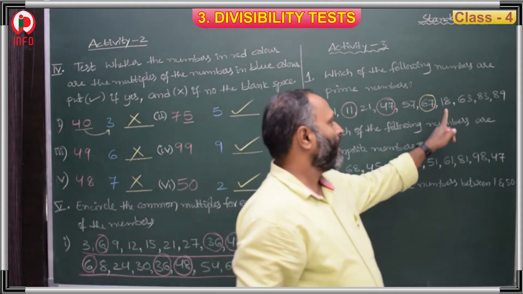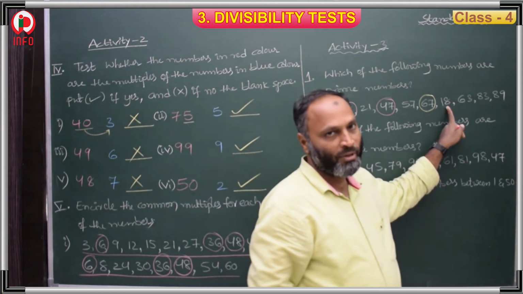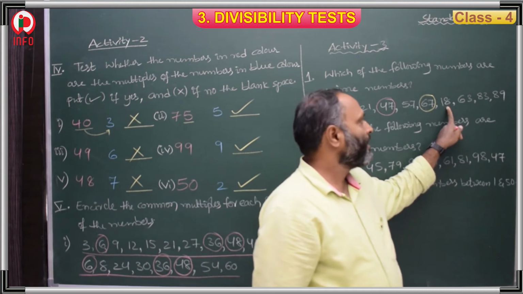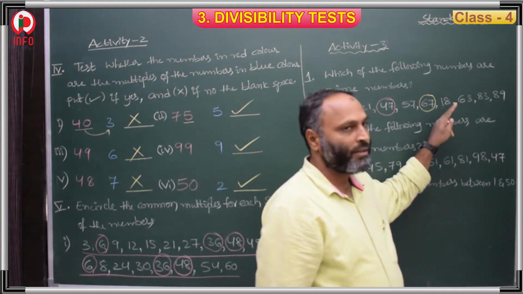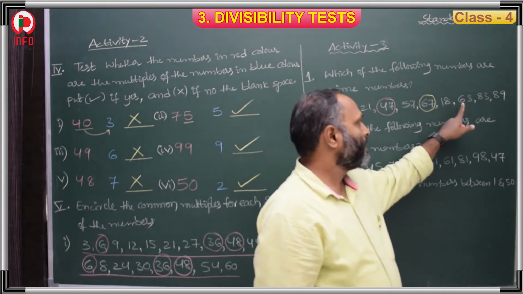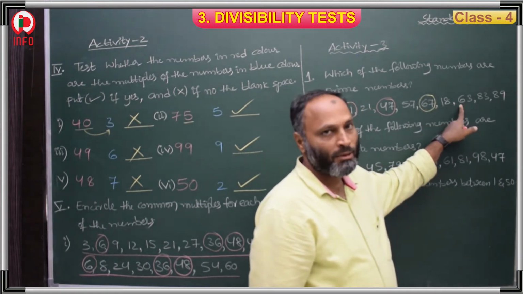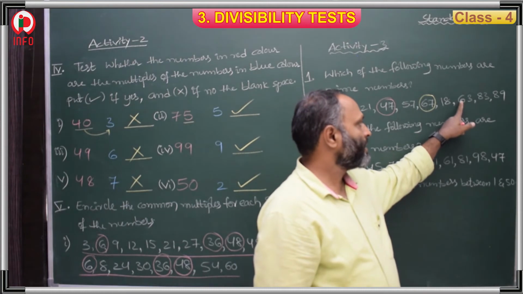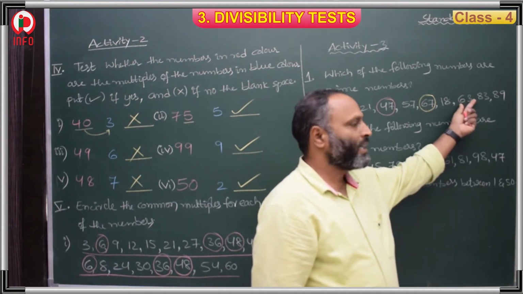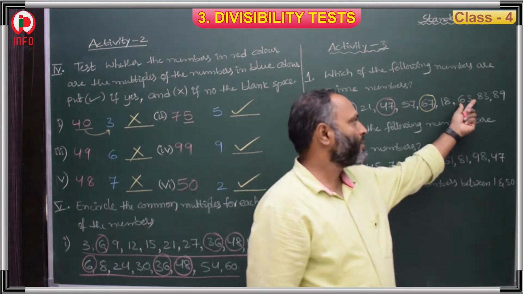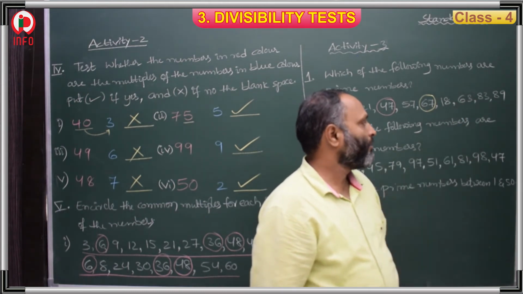Then 18 is not a prime number. Why? Because 2 9s are 18, 3 6s are 18. So many factors are there, so it is not a prime number. 63 is divisible by 3. Why? Because 6 plus 3 is 9, the sum of the digits is divisible by 3 and also 9. So this is not a prime number.